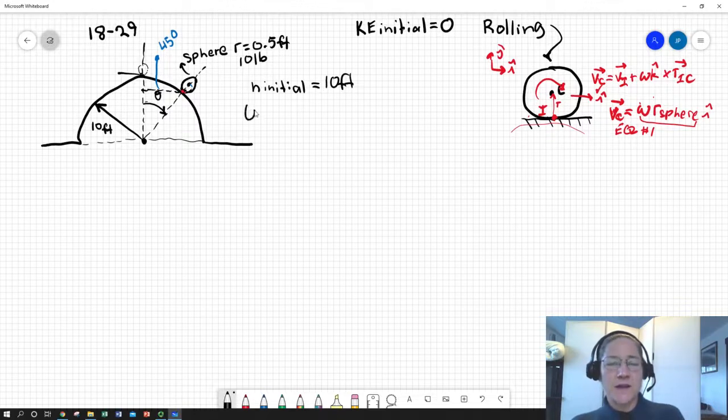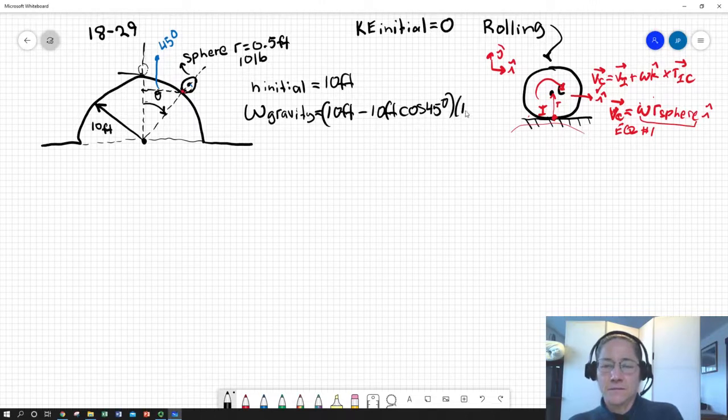So we can say that the work of gravity on the sphere is equal to 10 feet minus 10 feet cosine 45 degrees times the weight of the sphere, which is 10 pounds. So we can say that, let's see if we got an expression for that, and that ended up being 29.28 foot-pounds.